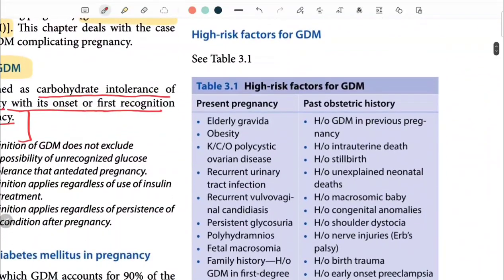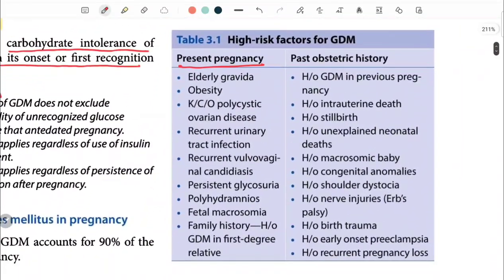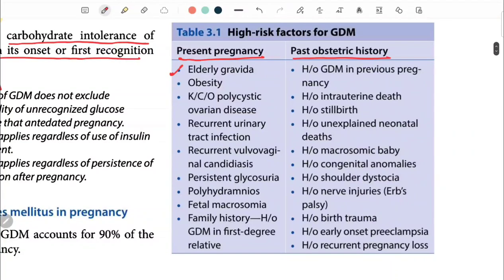Now let's look at the high risk factors for GDM. There are certain risk factors associated with the present pregnancy and certain risk factors associated with past obstetric history. What are the high risk factors for GDM in the present pregnancy? First, you need to see if the mother is an elderly gravida. Elderly gravida mothers are generally prone to GDM. Then obesity, and whether she is a known case of polycystic ovarian disease, PCOD.